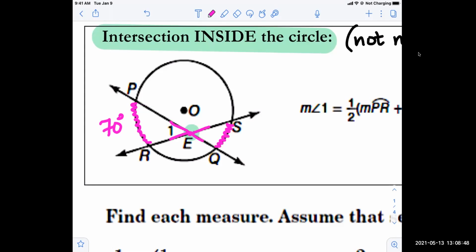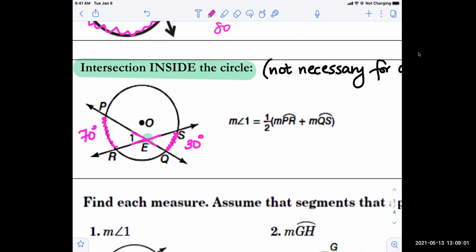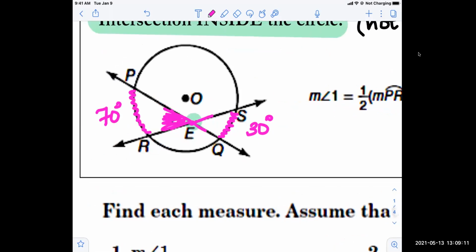Okay, so in order to find angle 1, if that was 70 and this was 30, what would that make angle 1? 50. You have to average the two arcs, okay? So the measure of angle 1, this angle right here, is going to be add the two arcs and divide by 2. Now, the arcs you're using are the ones that are cut off, that are intercepted by the angle itself and the vertical angle's arc.